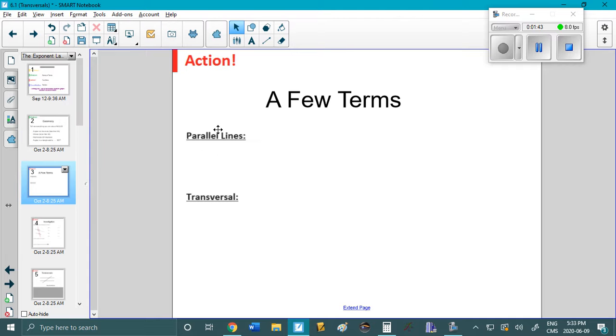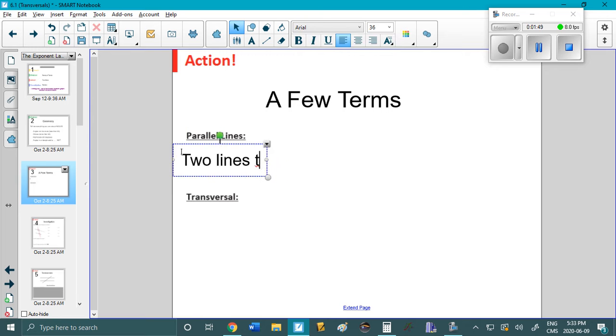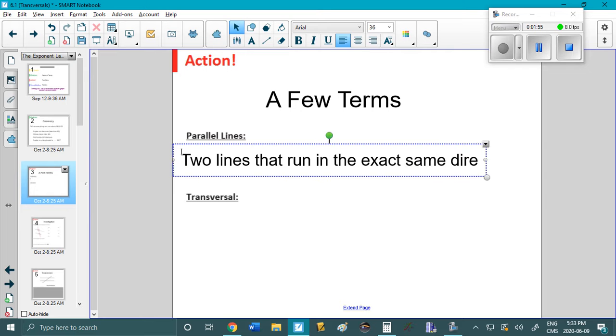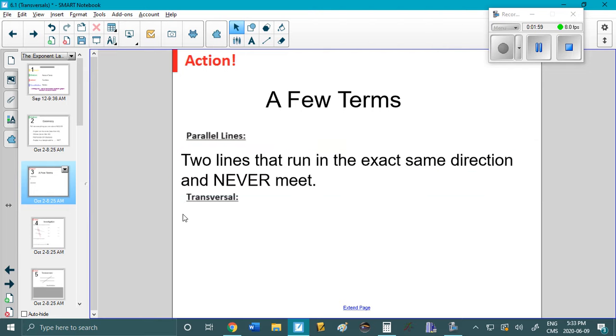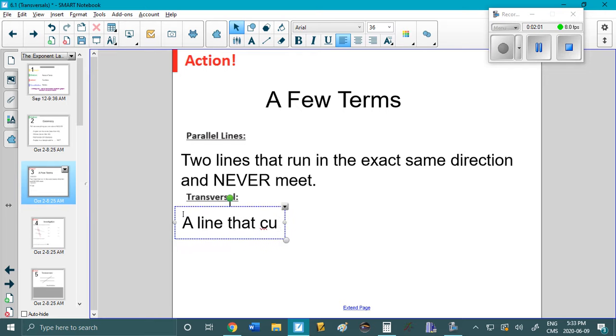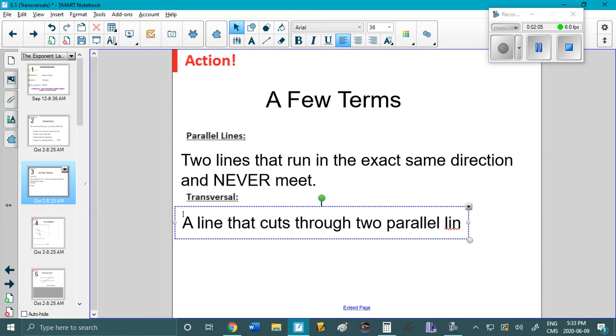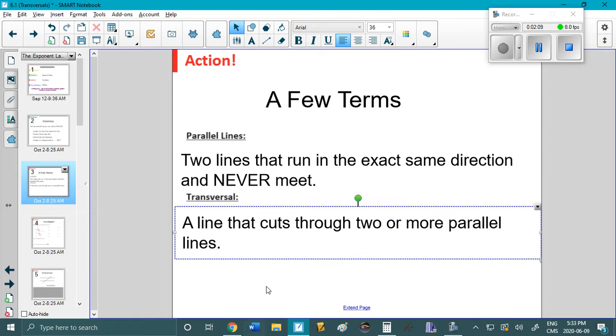Here we go. Parallel lines. This is your handout. I'm going to define these terms for you. Parallel lines are two lines that run in the exact same direction and never meet. A transversal is a line that cuts through two parallel lines. Well, two or more. Usually two, but sometimes more.